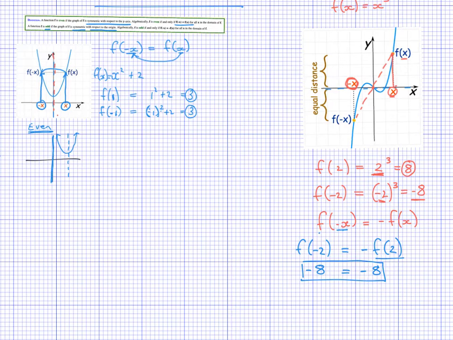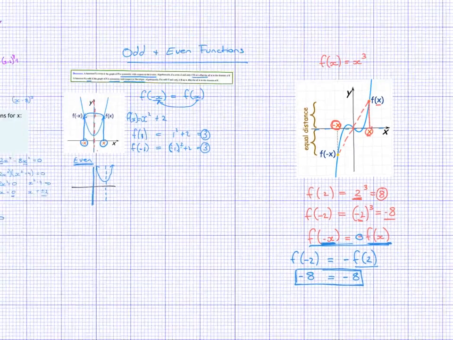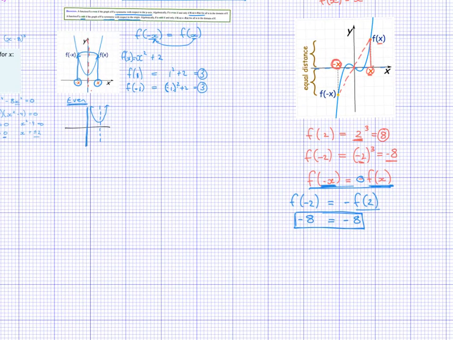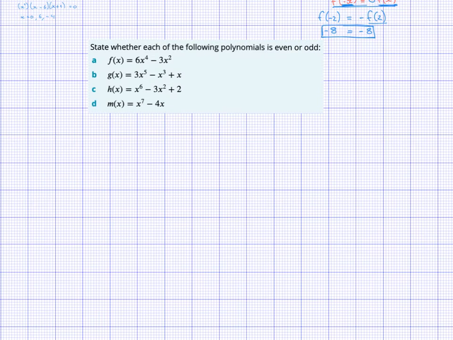So you can see there that minus 8 is the same as minus 8. So what they're trying to say here is, if you can put a negative sign in front of the entire output of an odd function and have it be the same as the output for a negative input, then the function is completely odd altogether. All right, and this will make a little bit more sense when we do a few examples. All right, so let's have a look. It says state whether each of the following polynomials is odd or even.